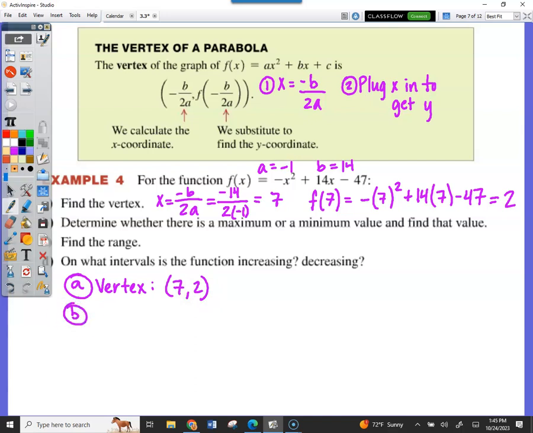Question B says, does it have a max or a min? Well, you got to look at A to answer that. A is what? Negative, so it's opening down, so it has a max of the y value at x equals 7.